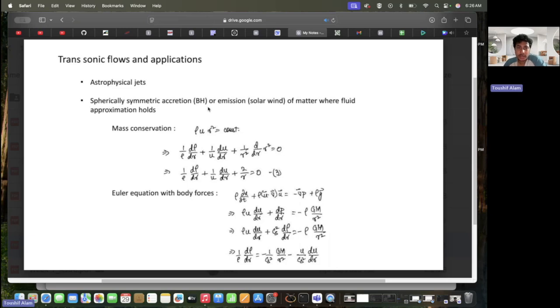Spherically symmetric accretion, black hole or emission, solar wind of matter where the fluid approximation holds. Mass conservation: rho u r square is constant. R is basically r square, or spherical 4 pi r square, right? So 4 pi is constant, so we just take rho u r square. Taking the derivative, 1 by rho d rho dr plus 1 by u du dr plus 1 by r square d dr of r square is equal to 0.